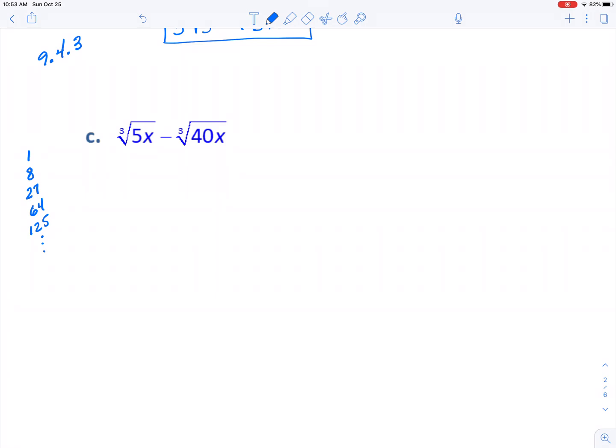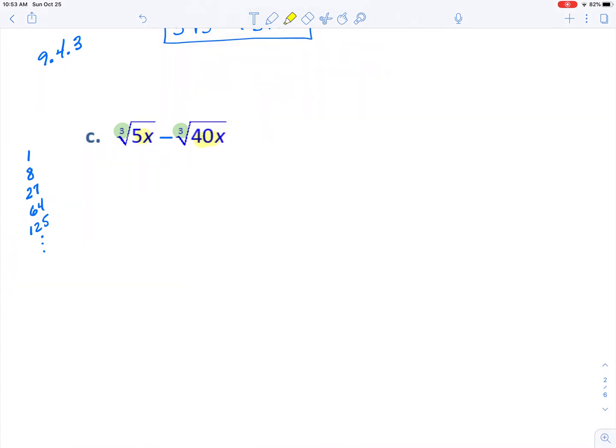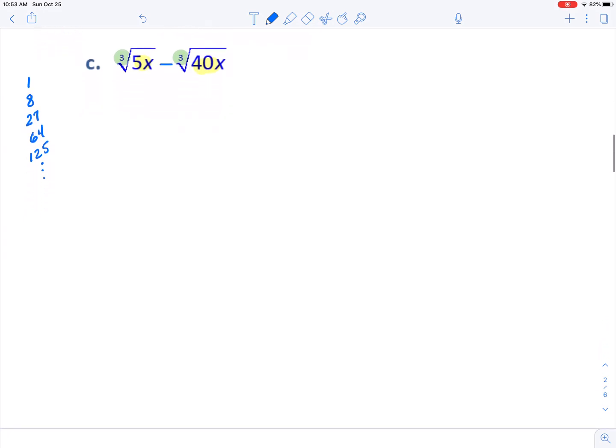So I'm noticing this is subtraction. See the minus in here. I'm noticing that the indices, the index numbers, are both 3s. But the radicands do not match. One is a 5x and one is a 40x. So let me see if I can do that simplifying. Note here, I'm working this time with cube roots.